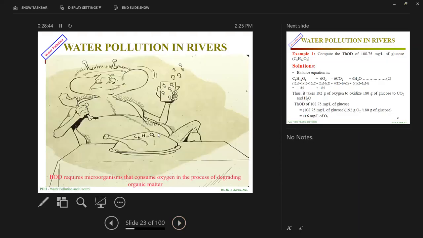So here is a picture showing a chicken. Chicken is what? It looks like this is organics, right? Glucose in here. That means in this case, definitely, if we put it in there, it would be an oxygen demanding material, because it has organics.